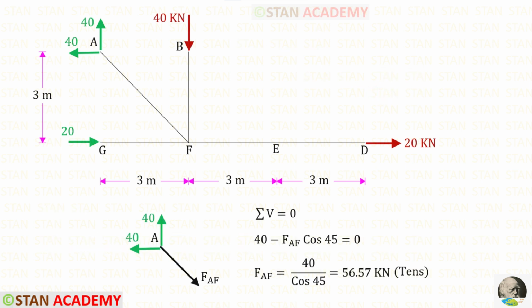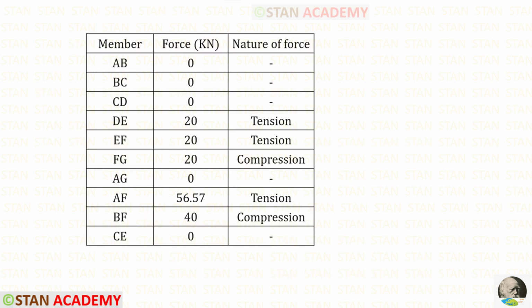We have found all of the member forces except in AF. We can take the joint A and apply this rule and find FAF. 40 is acting upwards so it will be positive. FAF is inclined. We have to make it vertical. To keep it vertical, we need 45 degree. FAF is acting downwards, so it will be negative, and we have to multiply with the cos 45. Finally, for FAF, we will get 56.57 kilonewton. Since we have got a positive value, it is tensile. Here I have tabulated all of the member forces.